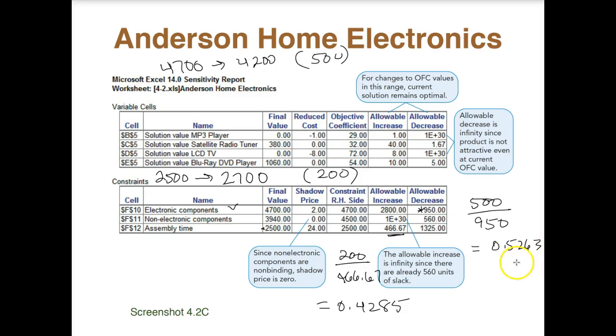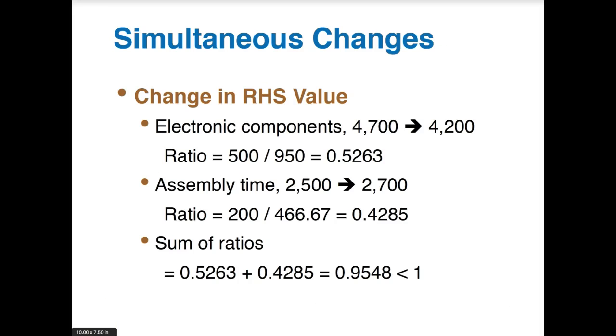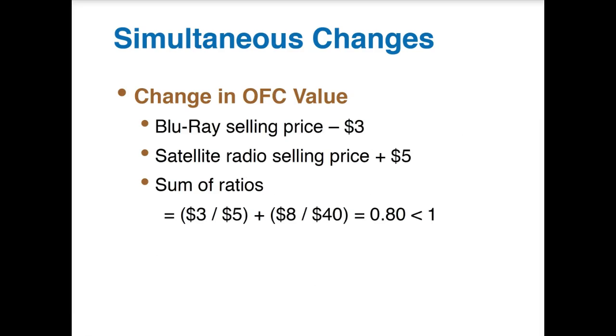And of course, if we add these two numbers up, they come up to 0.9548, which translates to a 95.48% change. So, of course, it's less than or equal to a 100% change, so we can make these simultaneous changes. All right, so now you see how we actually come up with those changes there. So let's move forward here.